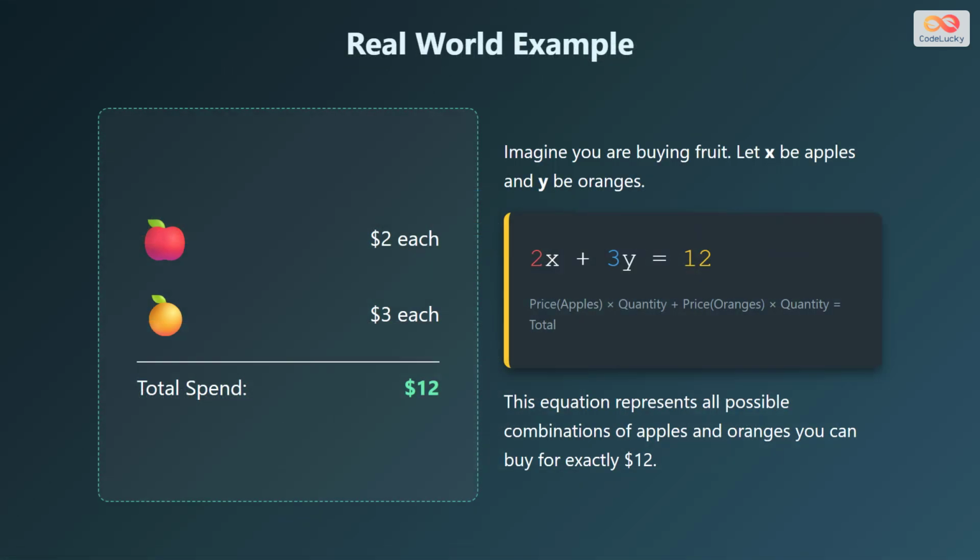To make this concrete, imagine you are shopping for fruit. Apples cost $2 and oranges cost $3. You have exactly $12 to spend. We can write this as 2x + 3y = 12. This equation represents every possible combination of apples and oranges you can buy with your budget.